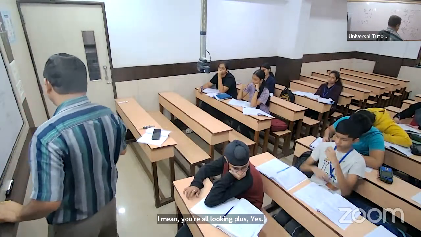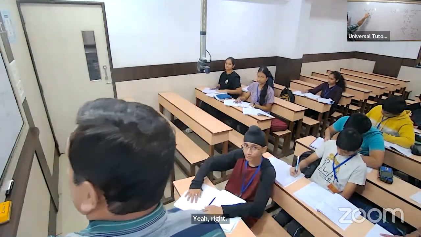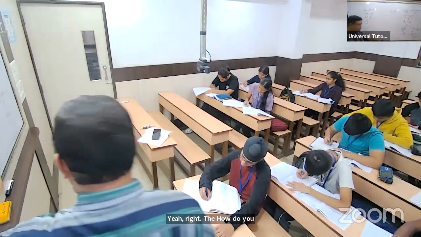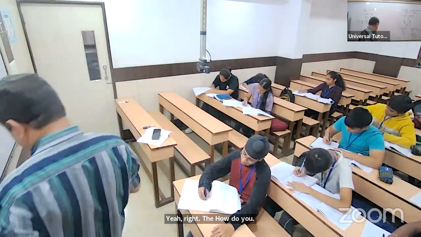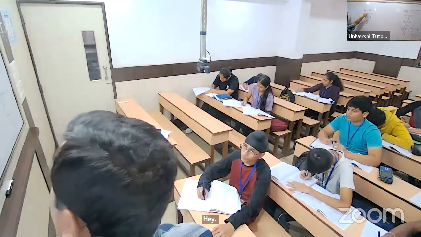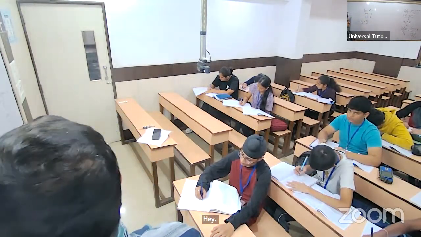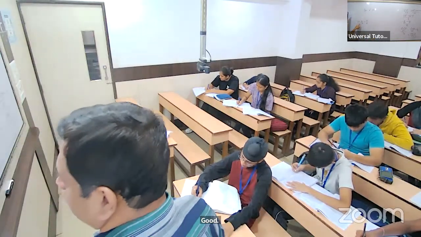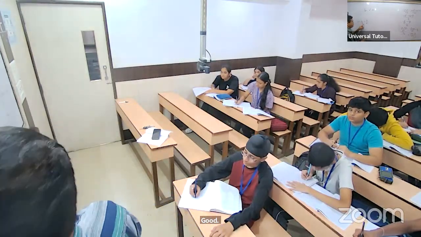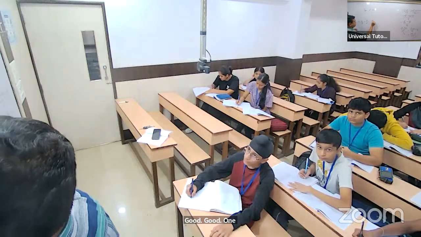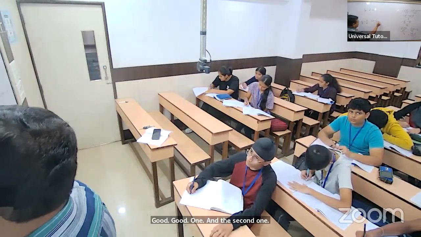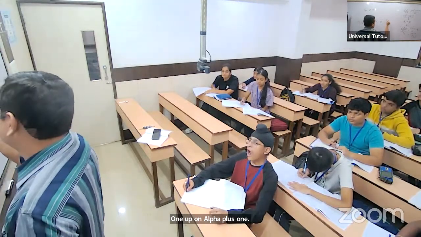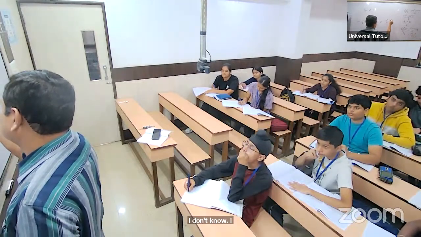Write the question. If alpha and beta are the zeros of the polynomial f of x equal to x square minus 5x plus 6, then evaluate: first, alpha upon beta plus beta upon alpha; second, 1 upon alpha plus 1 upon beta; third, alpha square upon beta plus beta square upon alpha.